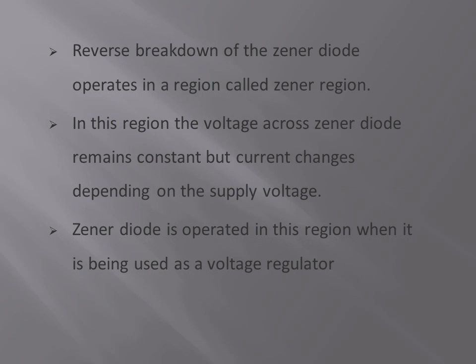From the graph we can note that the reverse breakdown of the Zener diode operates in the breakdown region. It is called the Zener region. In this region, the voltage across the Zener diode remains constant, but the current changes depending on the supply voltage. By giving the reverse applied voltage, we can alter the voltage across the Zener diode. And the Zener diode is operated in this region when it is being used as a voltage regulator. One important application of the Zener diode is that we can use it as a voltage regulator.